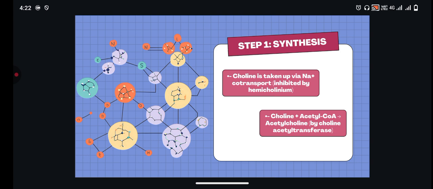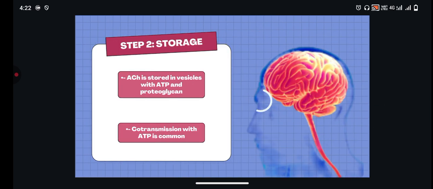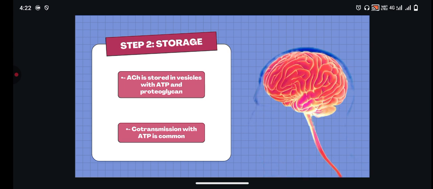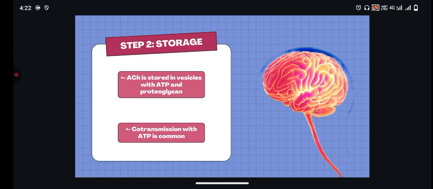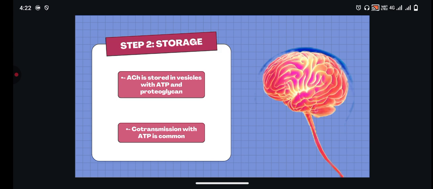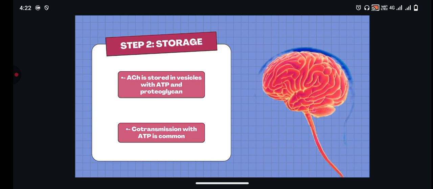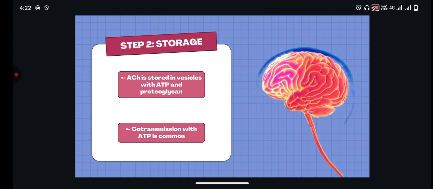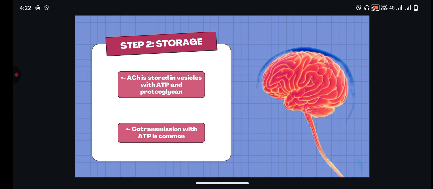At that very site, choline along with acetyl-CoA is transformed into acetylcholine with the help of an enzyme known as choline acetyltransferase. After that, we have the second step of storage, in which acetylcholine is stored in the vesicles along with ATP. The storage vesicle, or the coat around the neurotransmitter, is going to be made up of proteoglycan, and there will be co-transport, as we have seen in the previous step of synthesis, in which sodium and choline were co-transported. Sodium and choline were both moving into the neuron. Here in this case, ATP and acetylcholine both are moving into the vesicle.